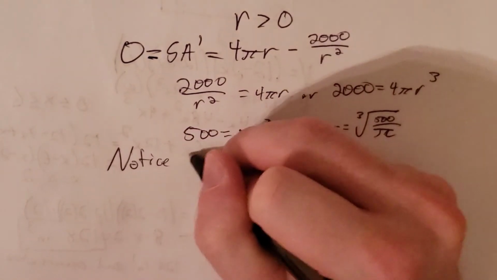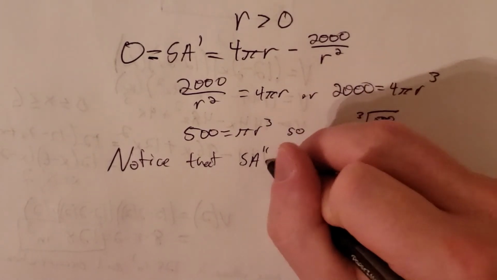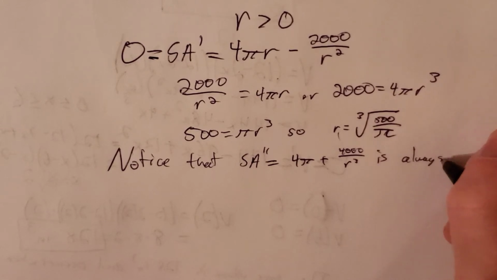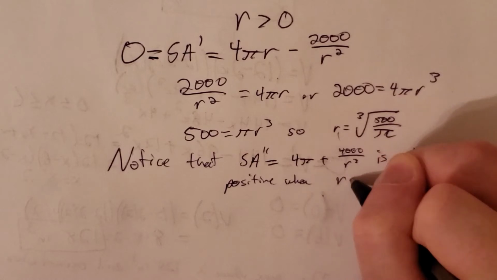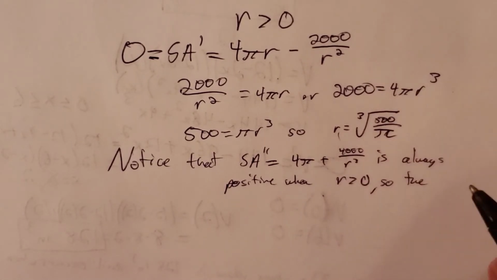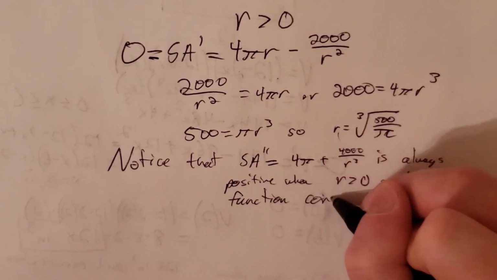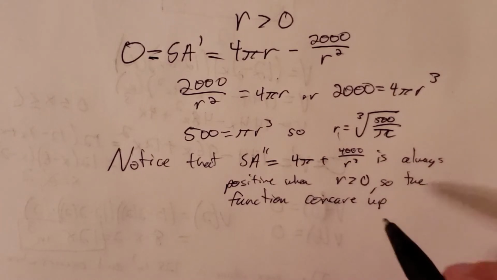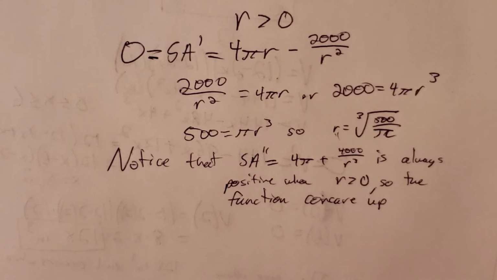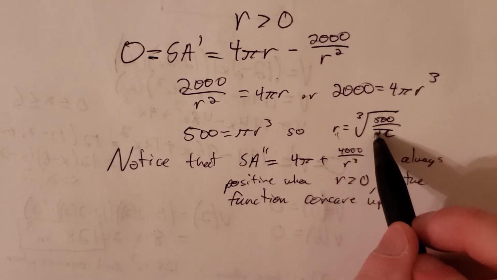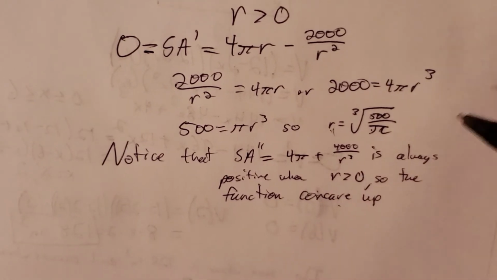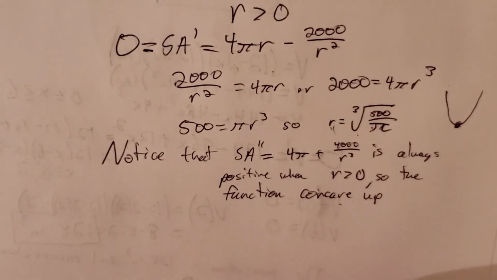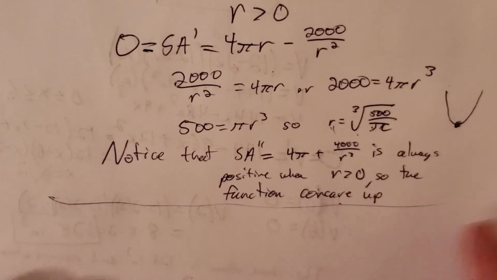And one thing I'd like to point out is notice that the second derivative, equal to 4 pi plus 4,000 over r cubed, is always positive when r is positive. So our function is concave up because the second derivative is positive when r is positive. So over this entire interval, our function is concave up. And in particular, at r equal to the cube root of 500 over pi, our function is concave up. So we have a critical value where the function is concave up at that point. What does that mean? Well, that means that critical value is a minimum. So this r, in fact, does minimize our function. Let's continue on then from there.